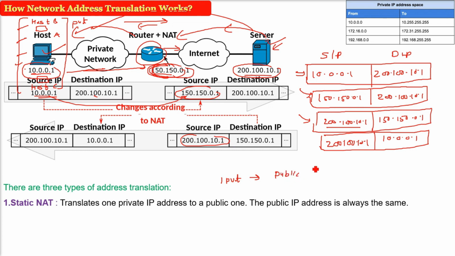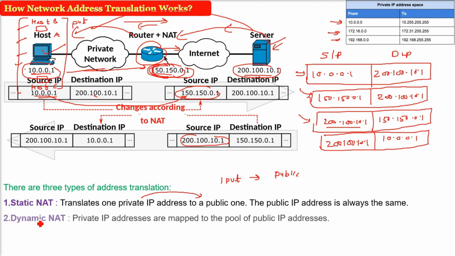The public IP, please remember, will always remain the same. These are the private IP addresses. We know already about that. These are fixed. So static NAT is all about one private IP address to a public one. Public is always the same. The second one is the dynamic NAT. Here a list of private IP addresses is there, and a list of public IP addresses is there, so there will be a mapping from private IP addresses to the pool of public IP addresses. So the translation will be dynamic, not static.